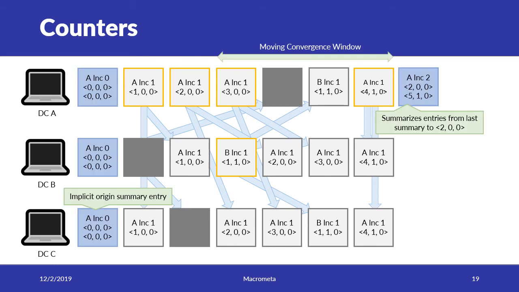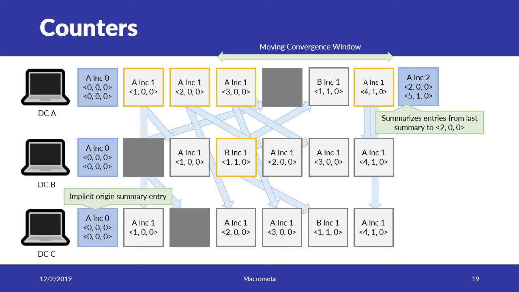Now what we're going to do is have a flexible time period that we wait where we do not perform garbage collection. And then at the end of this period that we'll refer to as the moving convergence window, which you can imagine is 2 to 3 days or 24 hours, we're going to create an entry in the log that summarizes all of the activity before the start of the window.